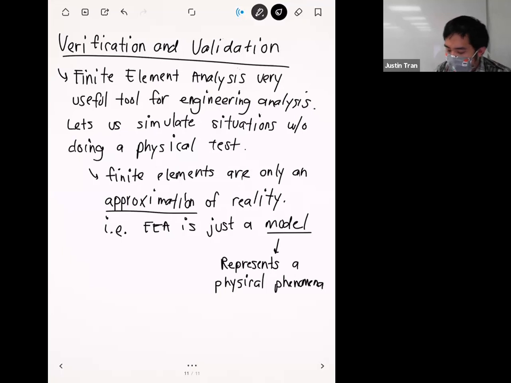A model is something that we can use to substitute a real life test, a real life situation. And so there's tons of different models out there. Probably the ones you're most familiar with are known as mathematical models.